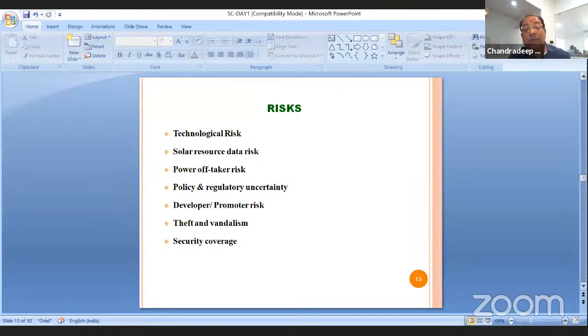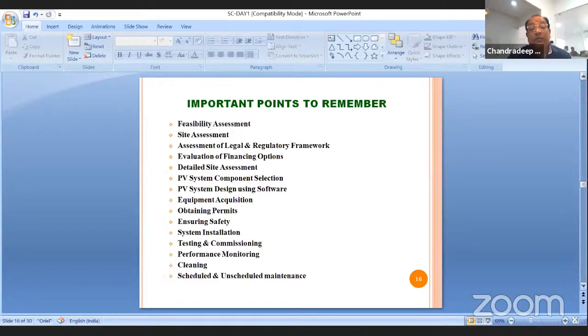So the developer or promoter may suddenly become financially sick because of a Corona-like situation. Then this is also a risk. Theft and vandalism, that chance is always there, and security coverage. So these are important points to remember. Now I will come to the irrigation part slowly.